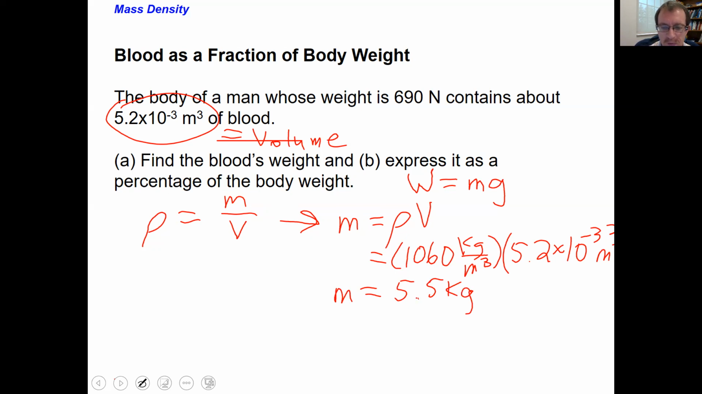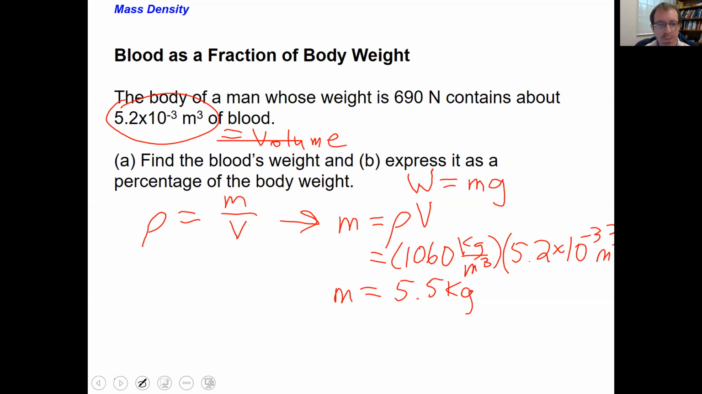So 5.5 kilograms, that's roughly, what is that? Somewhere a little larger than 11 pounds worth of blood that we actually have inside of our bodies. And that's a legit number. If you didn't know, that's how much blood you have inside your body, approximately.